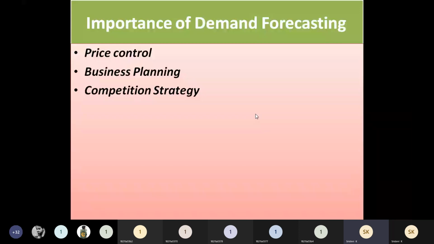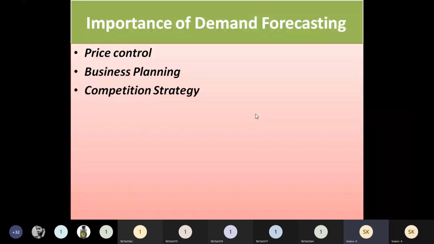Competition strategy means already some competitors will be there with whom we need to compete. So how to beat them? How to beat the opposite business person, and how to attract the customers towards our product. Such a type of competition strategy. Either we have to give attractive packing, attractive quality, or attractive pricing also we can use as a strategy.